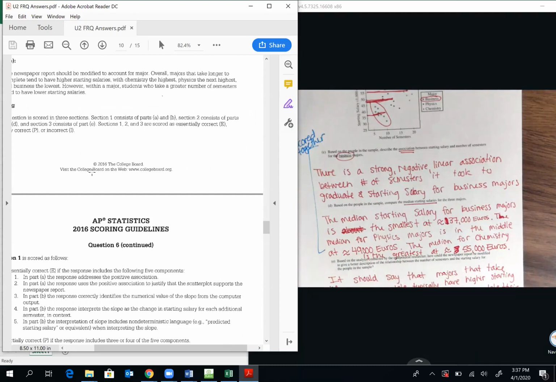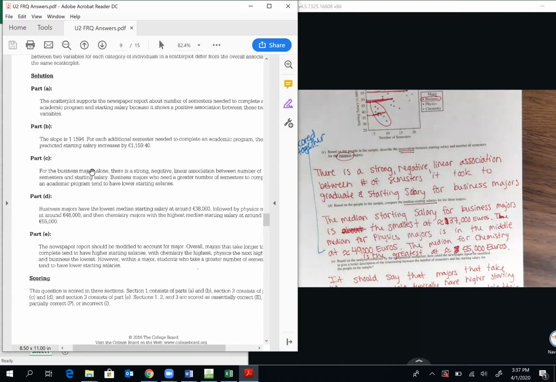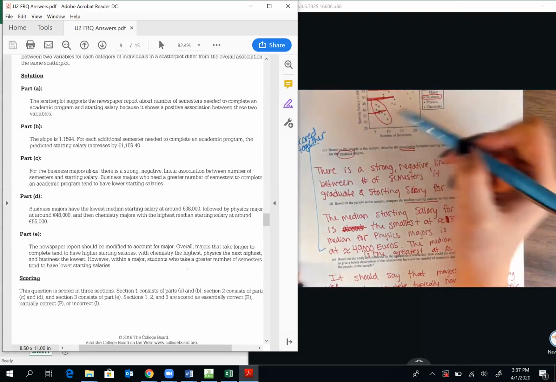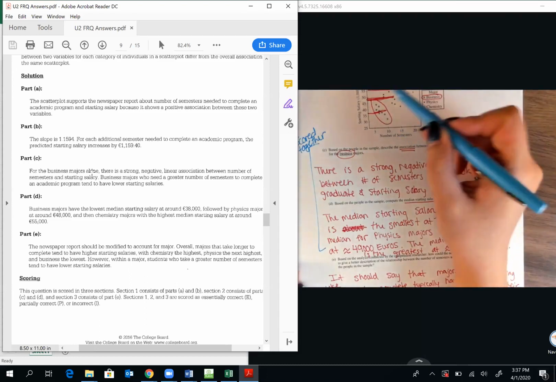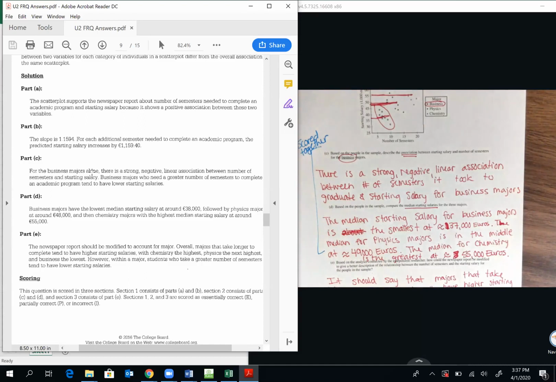So based on the people in the sample, describe the association. I'll put their answers over here so you can see those as well. For only business, if you look at the graph, that's this section right here. So I'm only looking at these points. Now when we separate the points, you can see a very different pattern.